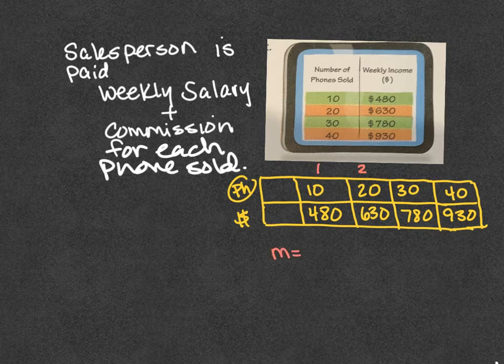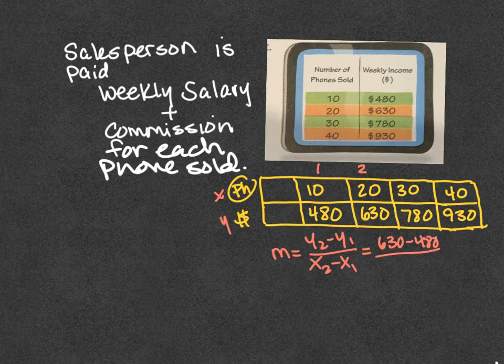And I'm going to run it through our formula, y2 minus y1 over x2 minus x1 to find the slope or unit rate. Slope and unit rate, same thing. Y2 minus y1, this is my y2 and this is my y1. Oh, if you need this, I'll put this x and y here. There we go. Y2 minus y1, 630 minus 480. And x2 minus x1, 20 minus 10. I do those calculations.